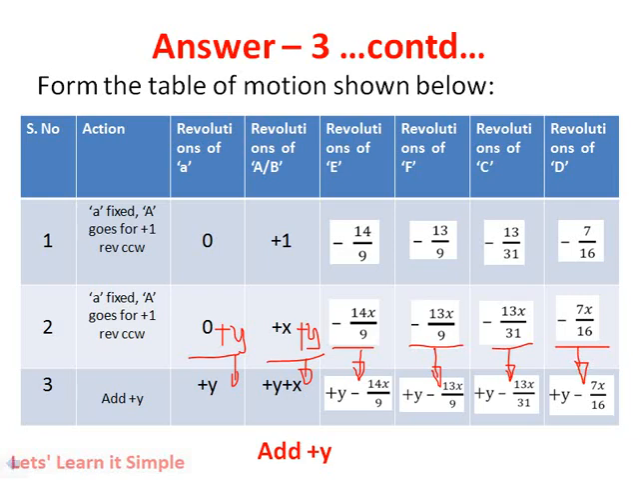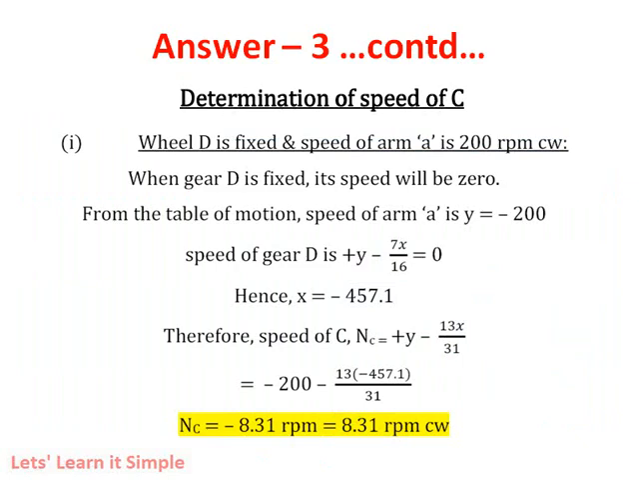So at the end of the table of motion, this is the speed of arm, this is the speed of AB, and this is the speed of E, this is the speed of F, speed of C, and speed of D from the table of motion. Next, we need to solve the problem. We need to solve for the unknowns which are asked in the question. So this is the final table of motion. With the information from the table of motion, we need to proceed to the unknowns.